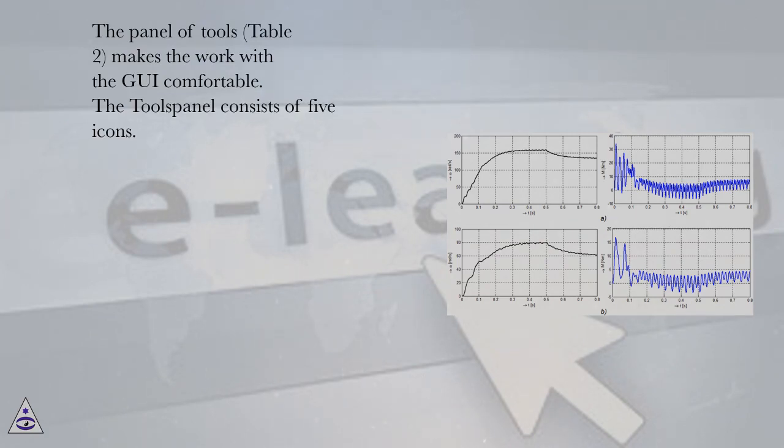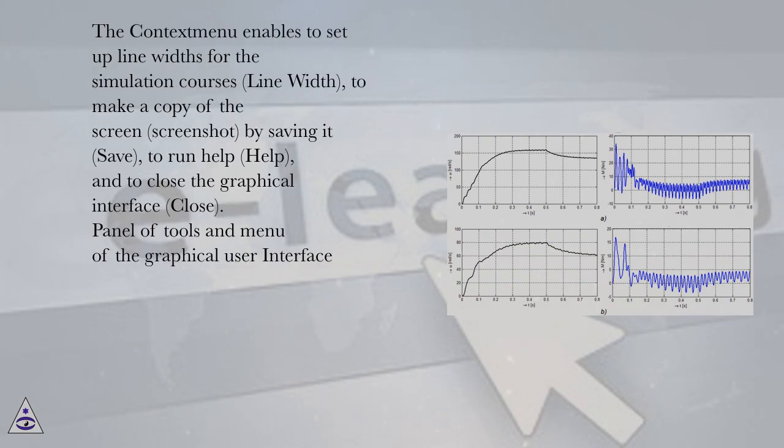The tools panel consists of 5 icons. The context menu enables to set up line widths for the simulation courses, line width, to make a copy of the screen, screenshot, by saving it, save, to run help, and to close the graphical interface, close. Panel of tools and menu of the graphical user interface.